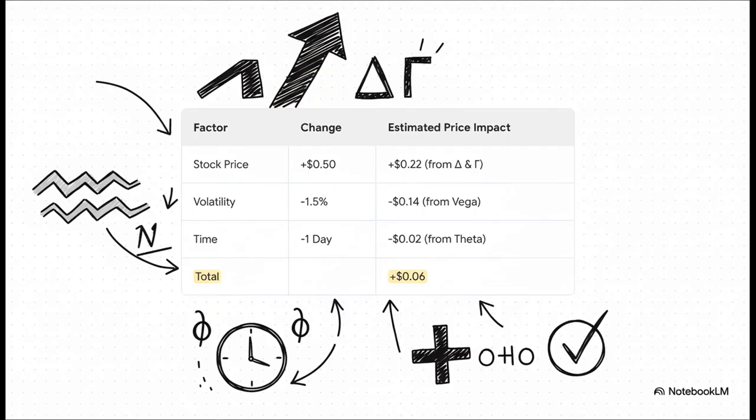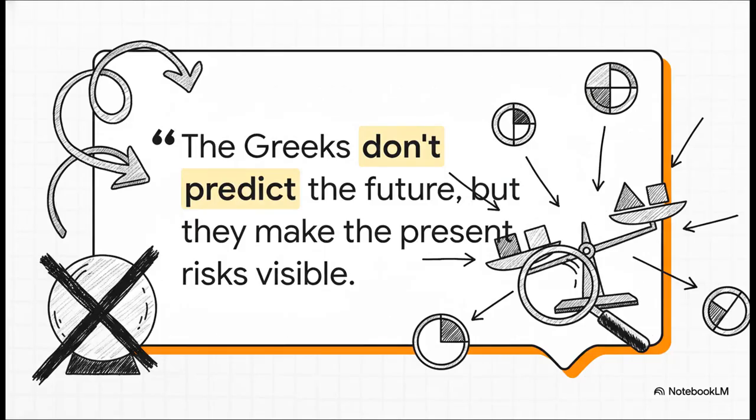Check this out. Let's say your stock went up by 50 cents. Great. Thanks to delta and gamma, you'd expect your option's price to go up by about 22 cents. But wait. On the same day, market volatility dropped a bit, and Vega tells you that took away 14 cents. And, of course, a day went by, so the time thief Theta snatched its 2 cents. So what's the net result? A 6-cent gain. Without the Greeks, you'd just be scratching your head, wondering why your option barely budged when the stock went up. And that right there, that's the whole point.